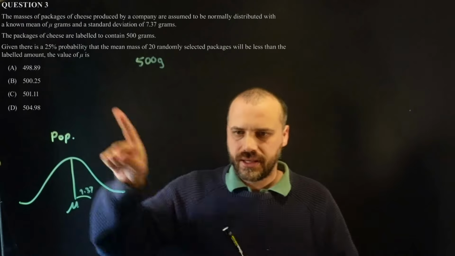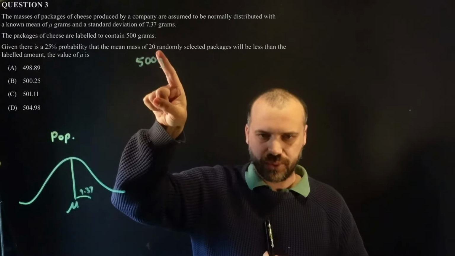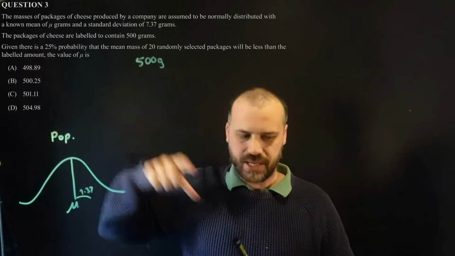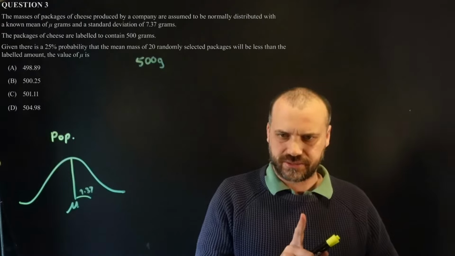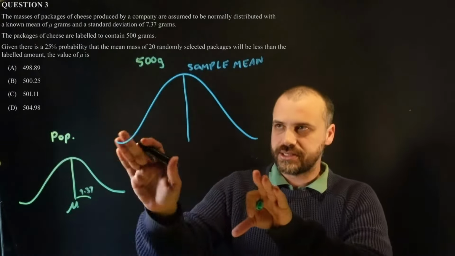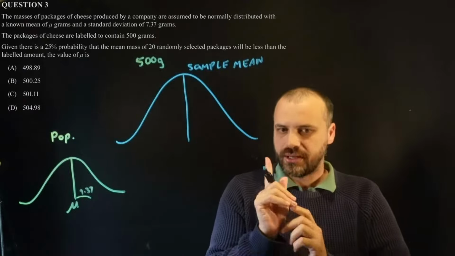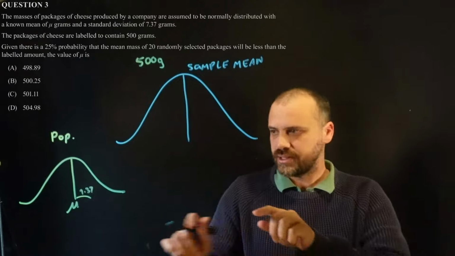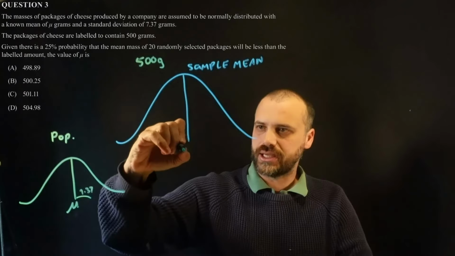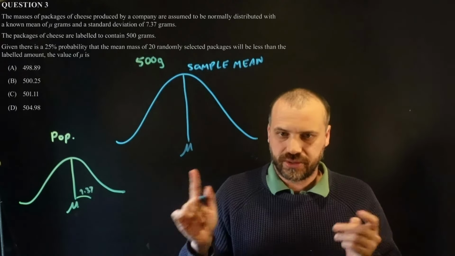It says there is a 25% chance that the mean mass of 20 randomly selected packages will be less than the labelled amount. Let me draw that. So this was the normally distributed population. This is the normally distributed sample means. They're different, but they do have some similarities. The mean of the population and the mean of the sample mean are going to be equal. So these are the same. We don't know either of them though.